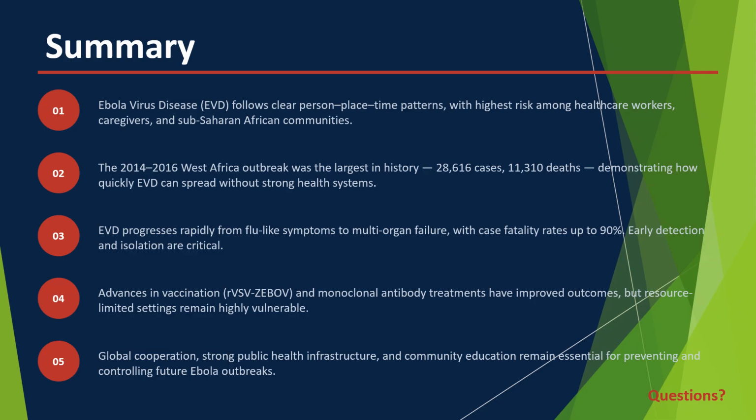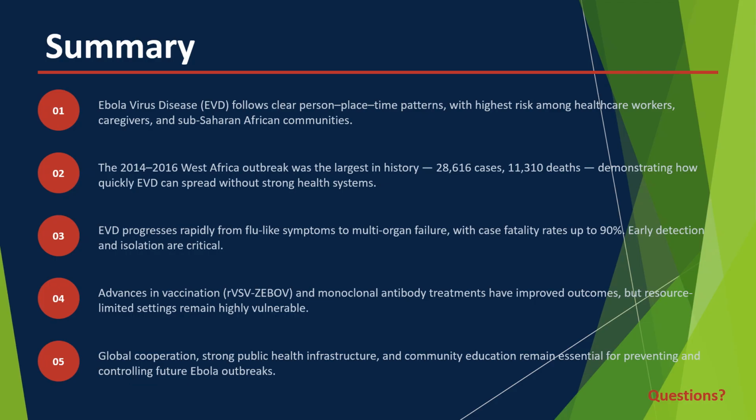Let me close with 5 key takeaways from today's presentation. First, Ebola follows clear epidemiological patterns by person, place, and time, with greatest risk among healthcare workers and caregivers in sub-Saharan Africa. Second, the 2014-2016 West Africa outbreak was the largest in history, and nearly 29,000 cases show how rapidly Ebola can become a global emergency.